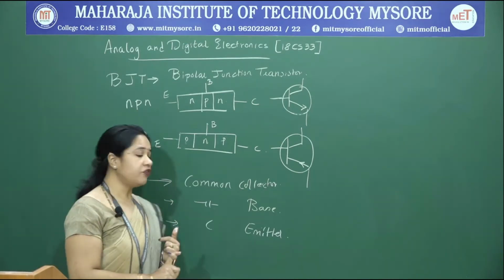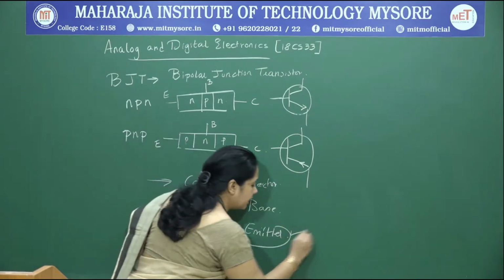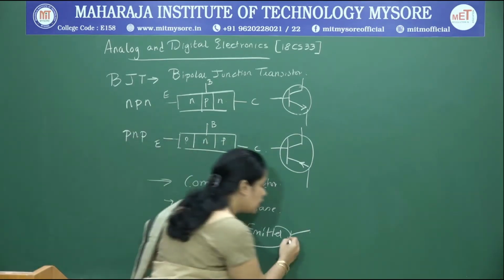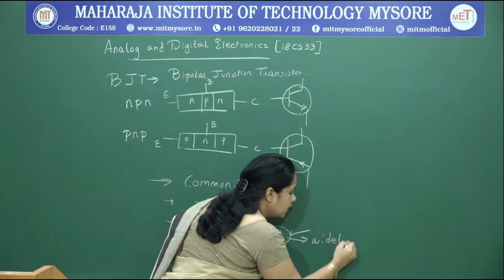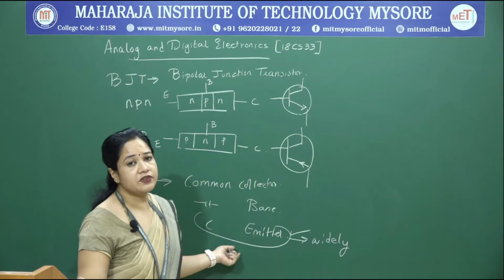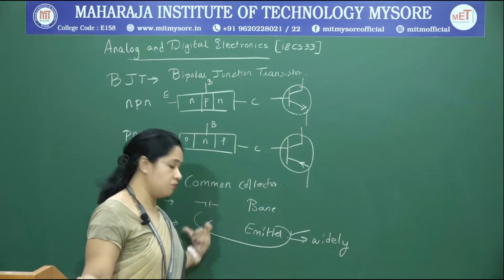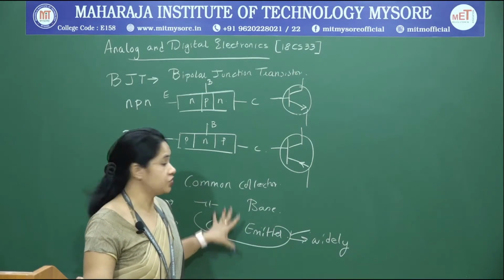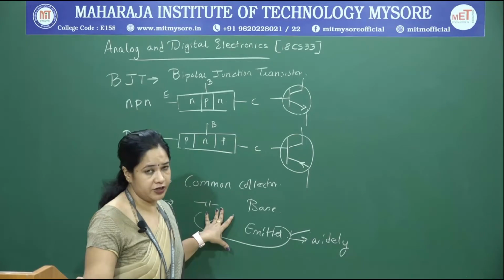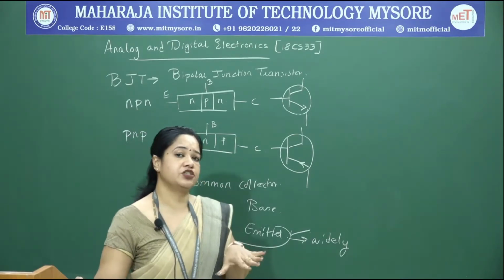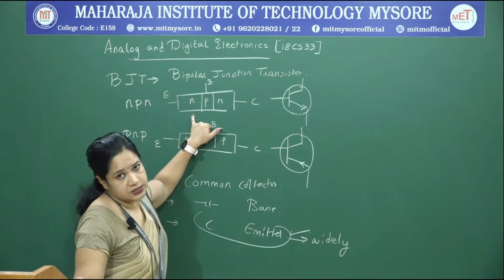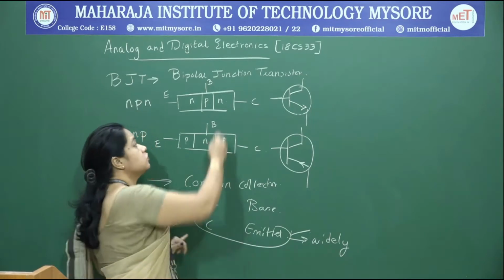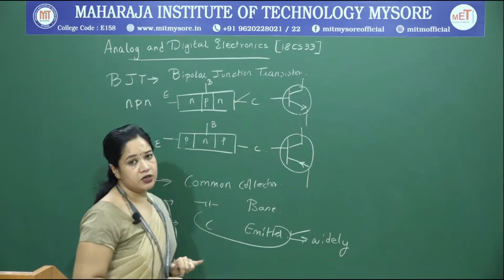Out of the 3 configurations, we make use of common emitter configuration. Why is common emitter configuration widely used? Because of the advantage it provides: it has moderate input and output impedance. That is the reason we go with common emitter configuration compared to common collector and common base configuration. So henceforth, for all our discussion, we will keep an NPN transistor in common emitter configuration.